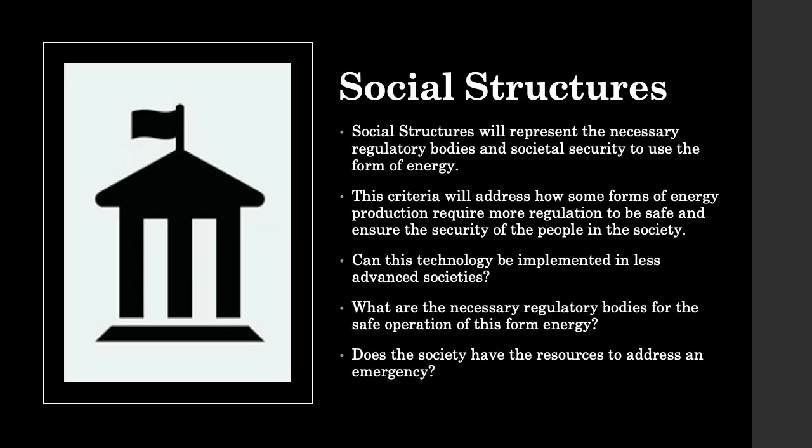The next criteria is social structures. Social structures will represent the necessary regulatory bodies and societal security to use this form of energy. This criteria will address how some forms of energy production require more regulation to be safe and ensure the security of the people within a society. Can this technology be implemented in a less advanced society? What are the necessary regulatory bodies for the safe operation of this form of energy? Does the society have the resources to address and respond to an emergency? These are the questions that we will ask and evaluate in the coming slides.